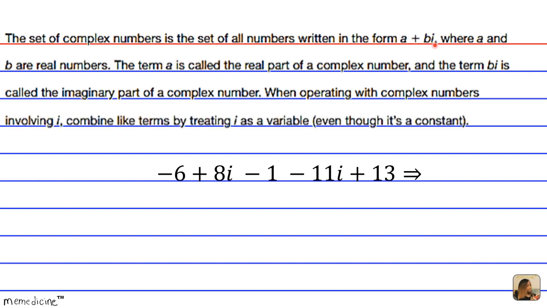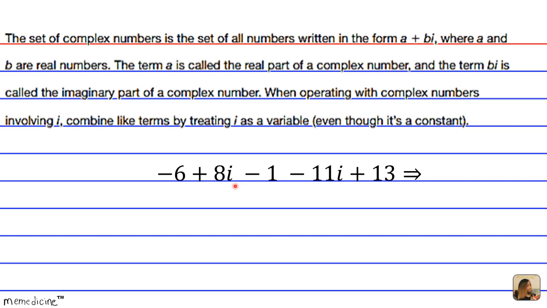And when you operate with complex numbers involving i, you have to combine like terms and treat i as a variable, even though it is a constant. It's the square root of -1. Okay, so just treat it as a variable.